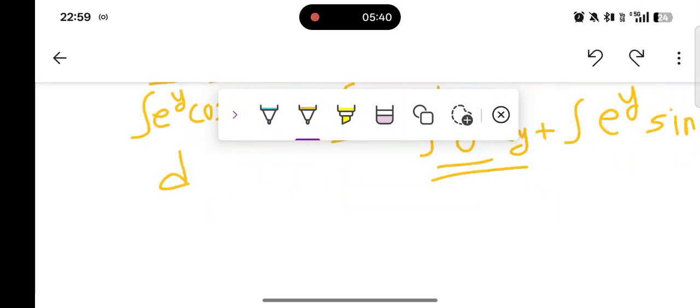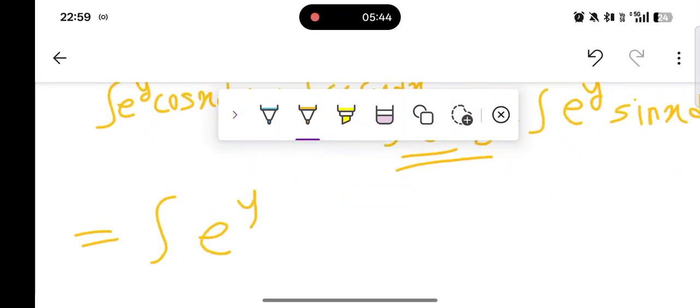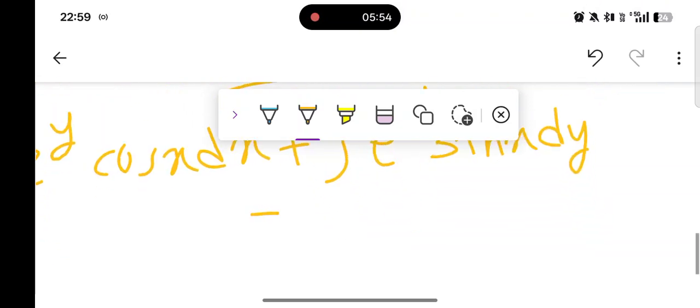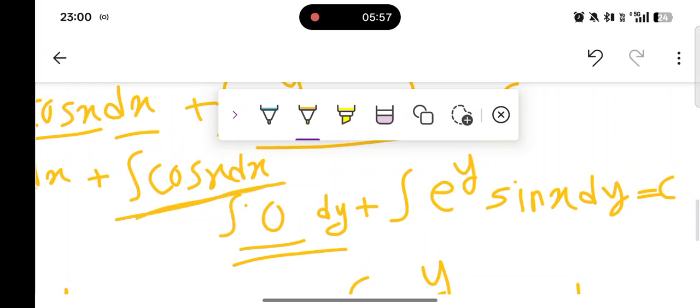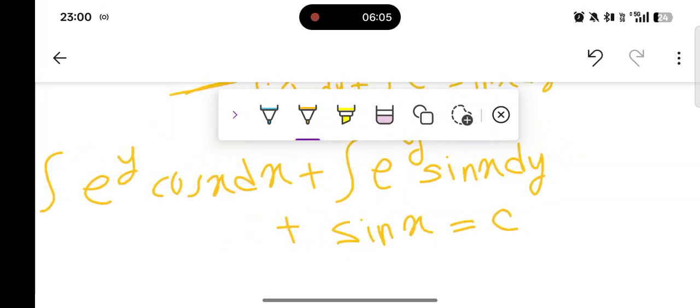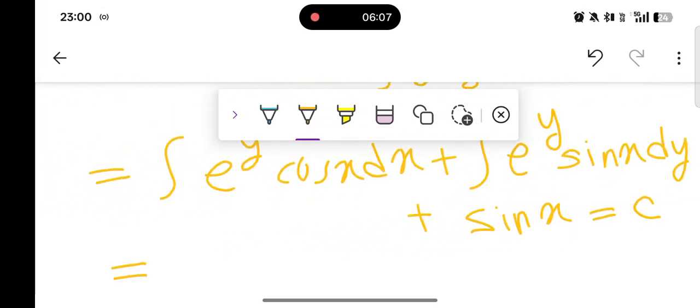So now, in that case we can say this is the integration of e^y cos x dx plus the integration of e^y sin x dy plus, now this is very easy, this is nothing but what? Sin x, right? This is sin x equals c. Now we can easily solve it. How? We need to find out the uv pair.